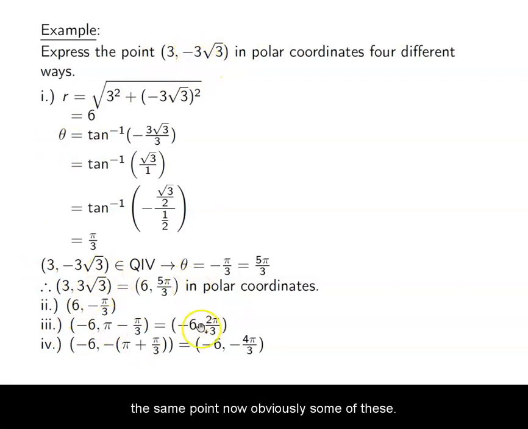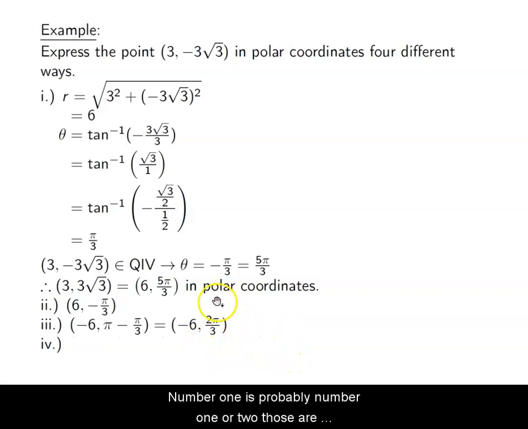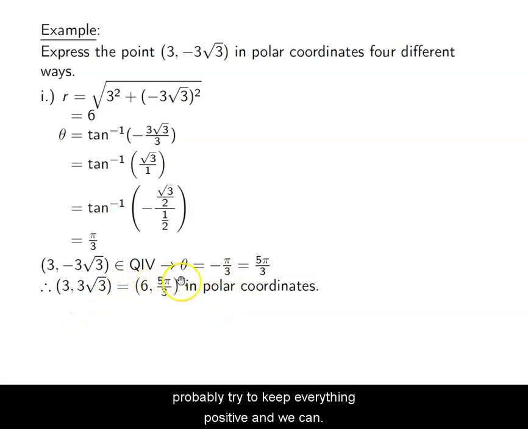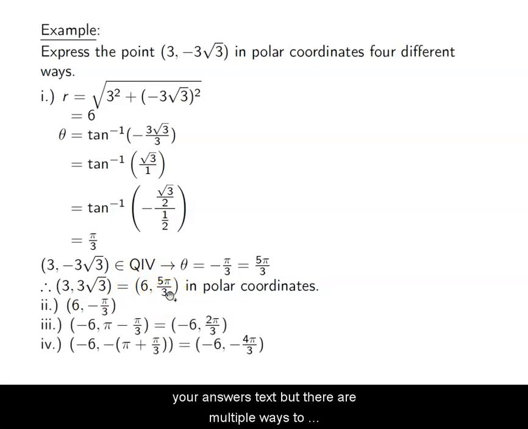Now, obviously, some of these are harder to think of than the others. Number 1 is probably number 1 or 2. Those are the ones you're going to want to stick with. Obviously, we'd probably try to keep everything positive if we can. So this is generally what you're going to be looking for in your answers. Okay, but there are multiple ways to represent the same point in space when you are using polar coordinates.